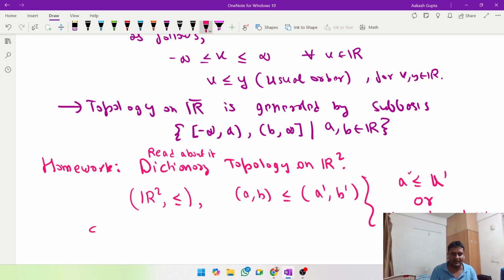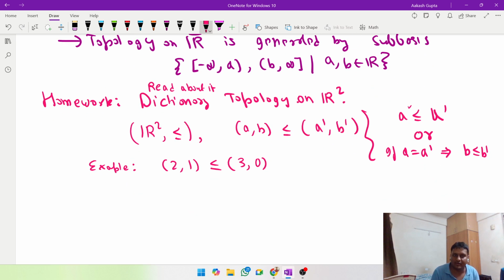So for example, (2, 1) is related to (3, say 0), right? Because 2 is less than or equal to 3. And say (2, 1) is not related to (2, 0), right? Because 1 is not less than or equal to 0. So you should have either of these two conditions.